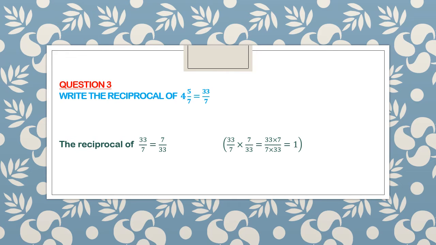Now, question number 3. Write the reciprocal of 4 5 upon 7. First of all, we need to convert this mixed fraction into an improper fraction. That is 33 upon 7. Now, the reciprocal of 33 upon 7 is 7 upon 33. Cross verifying our answer, we need to multiply both the fractions. 33 upon 7 multiplied by 7 upon 33 is equal to 1. Since the product is 1, the reciprocal is 7 upon 33.